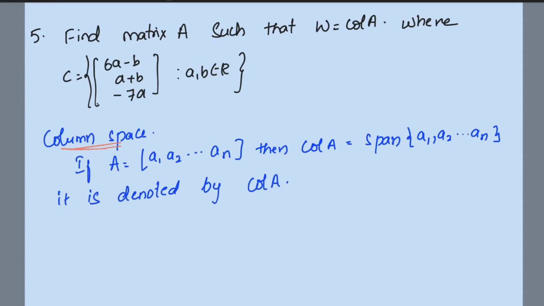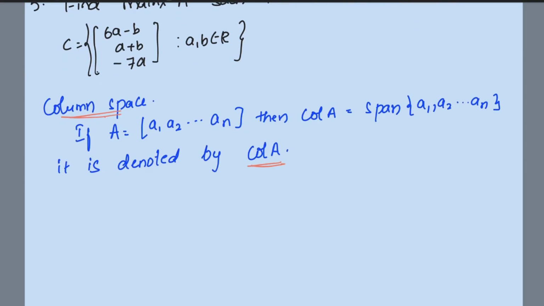Fifth one, find a matrix A such that W equals Col A, where W is the set of (6a minus b, a plus b, minus 7a), a, b belong to R. First, before going to that, we have to go through the definition of column space. If A equals [a1, a2, and so on, an], then Col A is defined as span of a1, a2, and so on, an. Span is nothing but a linear combination of the vectors. It is denoted by Col A.